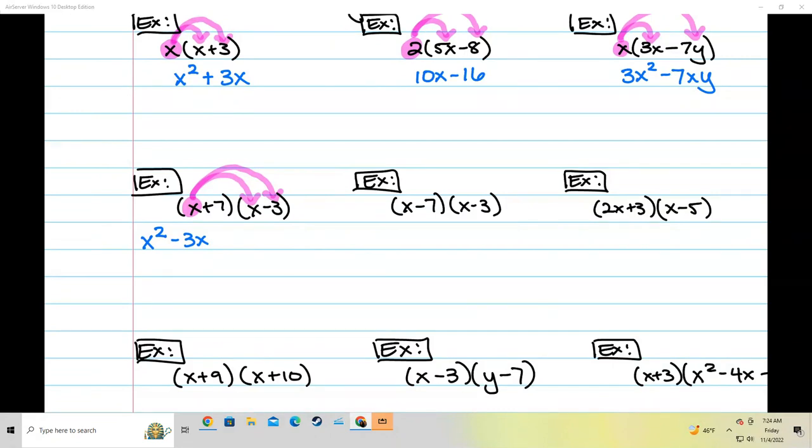So I'm going to move on to the next part. Since I'm done distributing the x, now I need to distribute the 7. I'm going to do this in a different color, in green. I'm going to take that positive 7 and distribute it to everything in the other parentheses. This is going to be 7 times x, which is 7x.